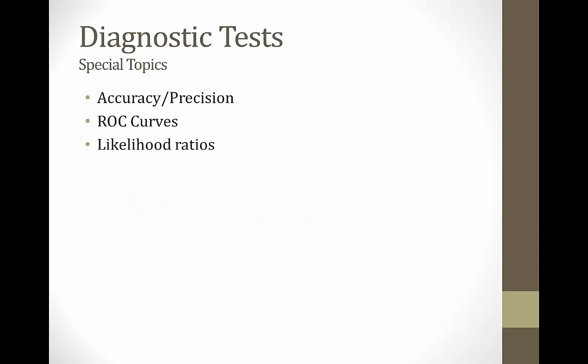In biostatistics, when you talk about diagnostic tests to rule in or rule out disease, the main topics usually discussed are sensitivity, specificity, and positive and negative predictive value, which I talk about in other modules. But there are a couple special topics related to diagnostic tests that we're going to cover here, and these are accuracy and precision, ROC curves, and likelihood ratios.